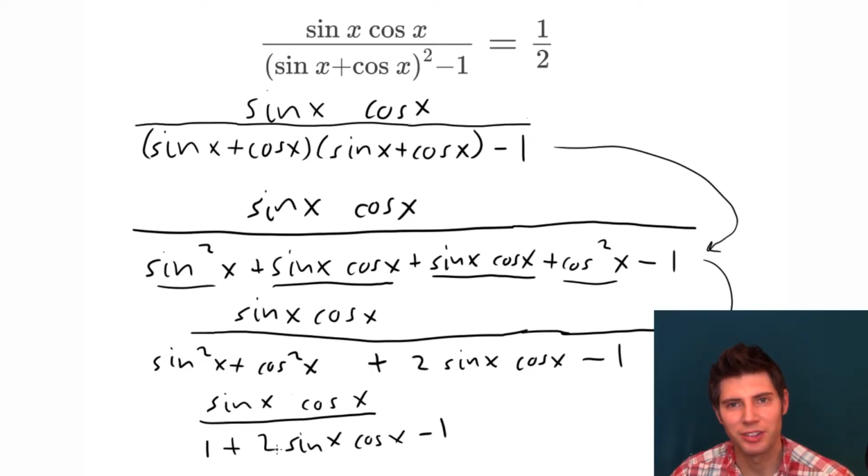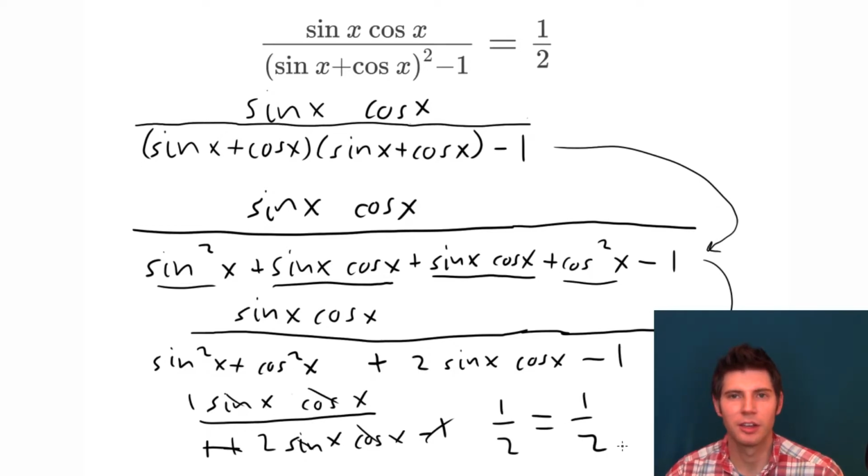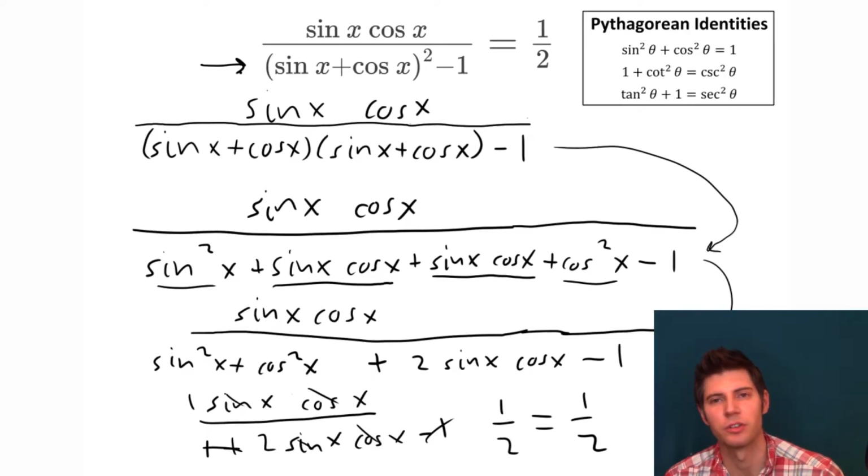So now this +1 and this -1 are going to cancel. And then this cosine cancels and this sine cancels, which leaves us a 1 on top. And so our final answer is 1/2, which is what we wanted. And that's it. So all we ended up doing here was multiplying this out, combining like terms, simplifying, and we also applied the Pythagorean identity, sine squared plus cosine squared equals 1.